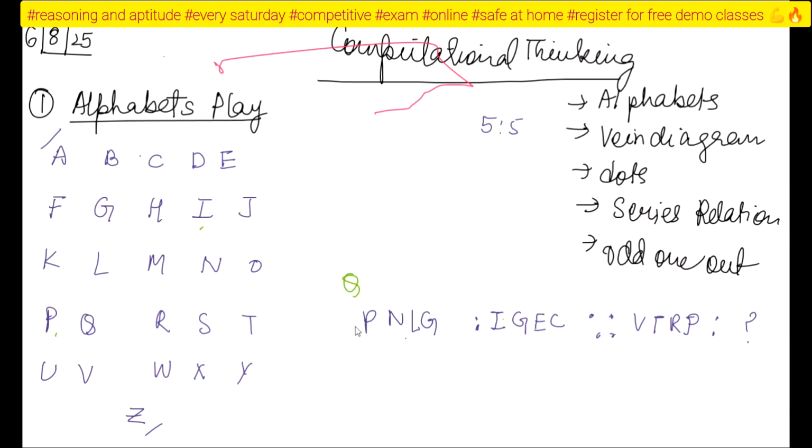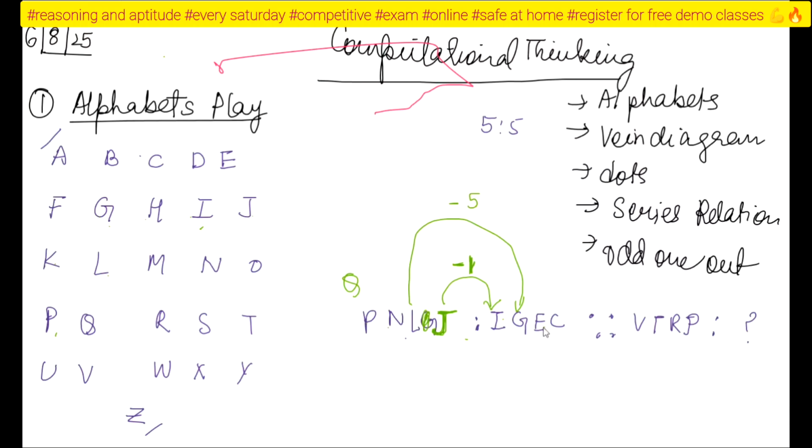Or if I move, which is the nearest one? P and J. It is J, sorry. P and J, and J is very near to I, that is -1. Okay, L and G. How much back I have to move? 1, 2, 3, 4, 5. Now I have to move -5.